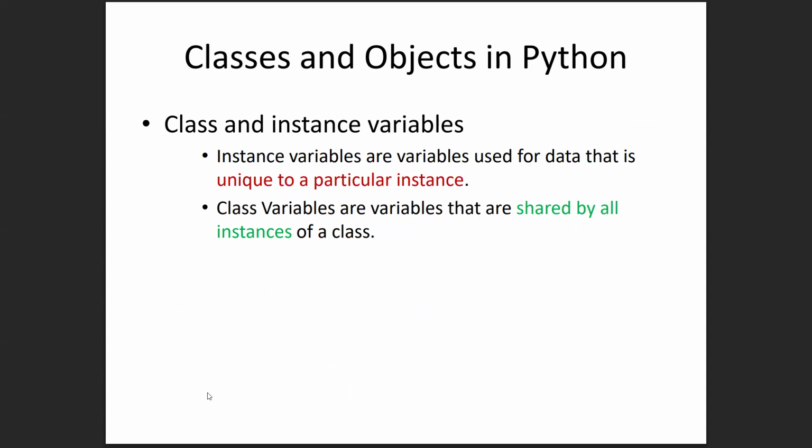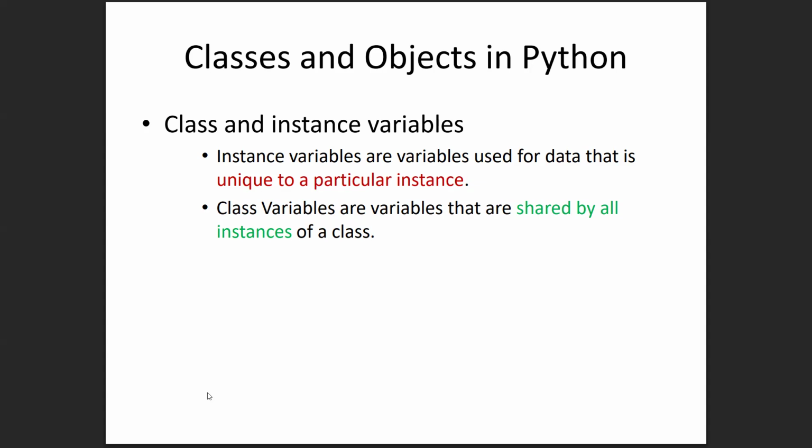Instance variables are variables used for data that is unique to a particular instance. So what does this instance variable represent? It represents data unique to a particular instance. So we are using these instance variables for the data which is unique to a particular instance.